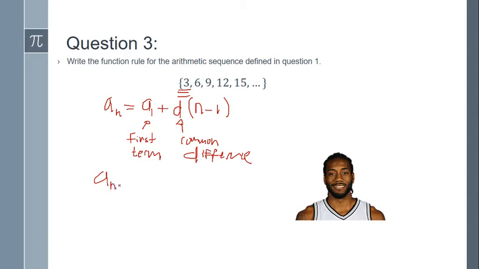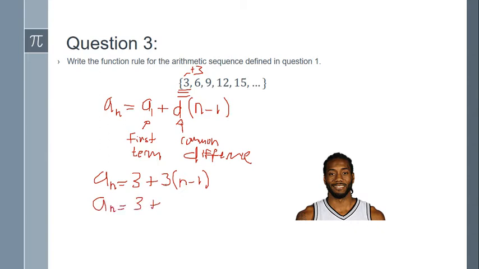So we would say that a sub n is equal to 3 plus the common difference. And the common difference in this case is also 3. It's not always the same as the first term. In this case, it happens to be the same. And that's because remember that the sequence represents the number of points you score based on the number of three-pointers you make. That's what the n is representing. So if you make one three-pointer, you score 3 points. If you make two three-pointers, you're scoring 6 points, and so forth. Okay. Now we just go ahead and simplify this function.